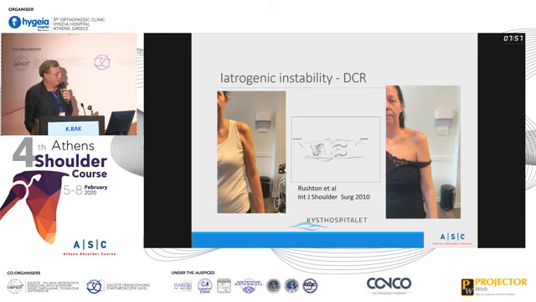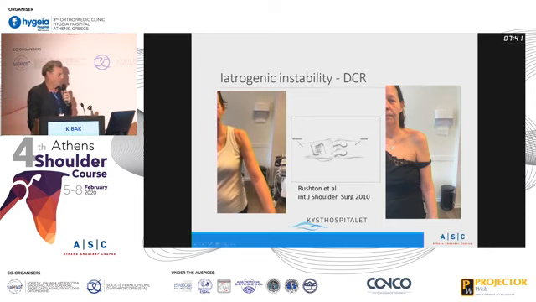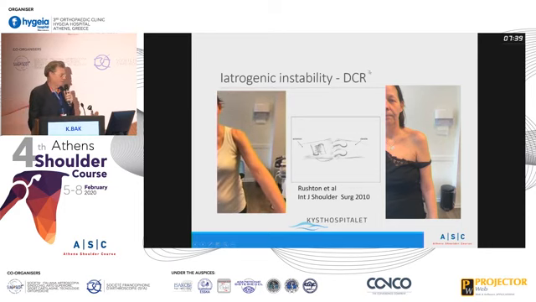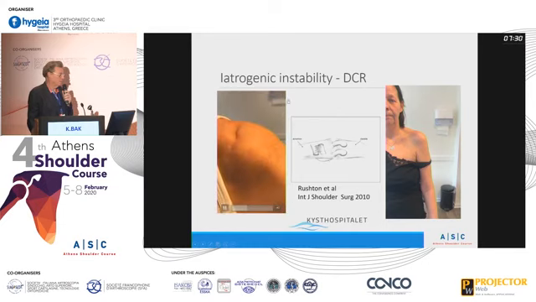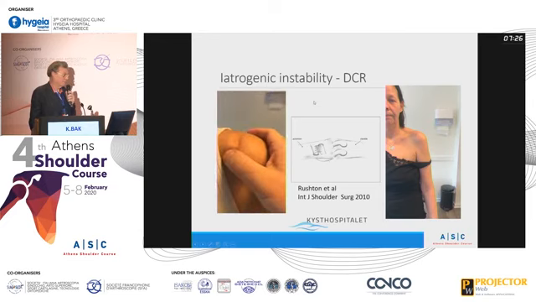This is another example, and it's not as bad as the other one. This is a woman who had an open distal clavicle resection. This is her active range of movement. So this is what happens when you resect too much. Please note you can see there's a groove here. So this is her activity. She's in pain and she cannot move this arm.